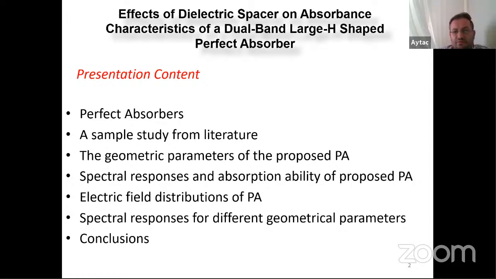We will talk about perfect absorbers, and we will look at a simple study from the literature. After that, I will talk about our perfect absorber nano antenna model. We will look at the geometrical parameters, spectral responses, and absorption ability of the perfect absorber. We will see electric field distributions and the geometrical parameters.